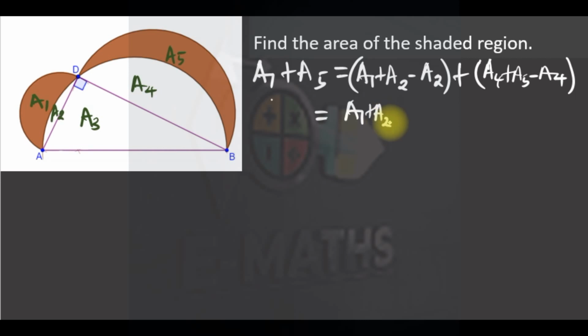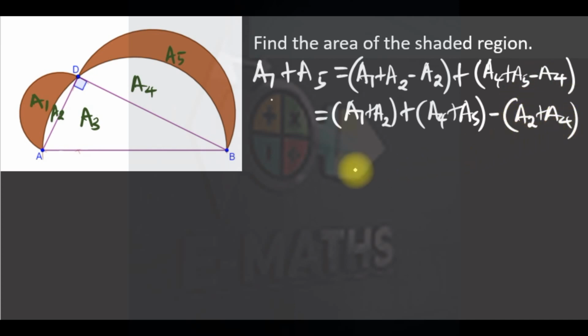This is A1 plus A2 plus A4 plus A5 minus A2 minus A4, which is the same as minus A2 plus A4. Yes, do you get the logic? This minus A2, this minus A4, so we factor the minus sign. So with this, we can see that A1 plus A2 is the area of this semicircle. Okay, let's continue. We can write this as A1 plus A2, just repeat this and this.